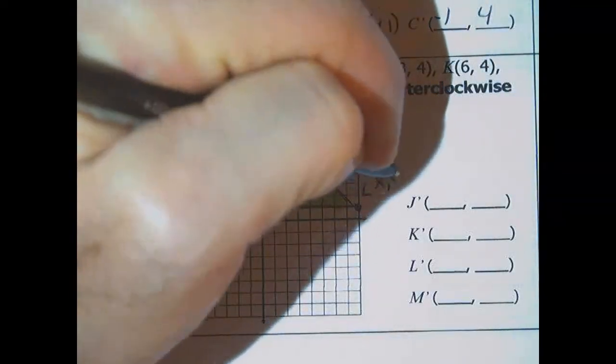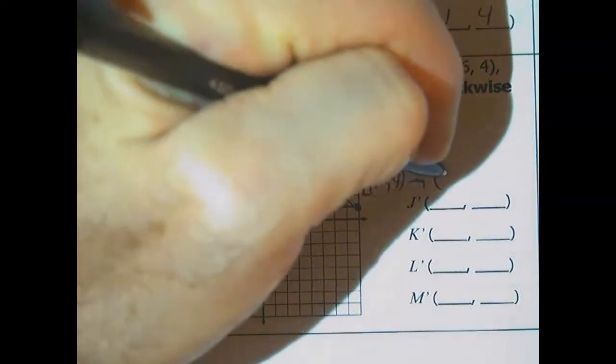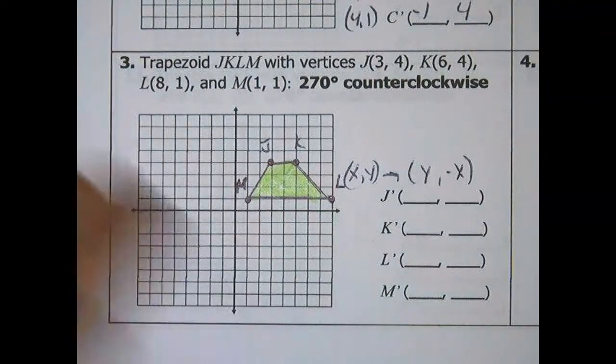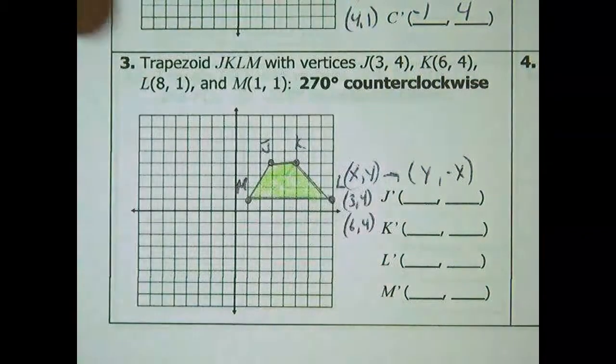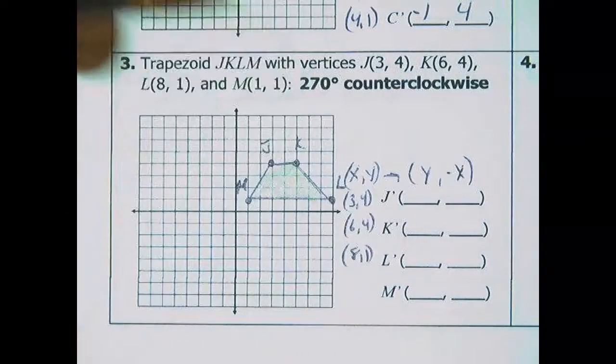So X, Y goes to, this time it's Y, negative X. And even though it starts to seem like they're all the same, we've never done this one before. So let's write the points down here. 3, 4, 6, 4, 8, 1, 1, 1. And let's apply the rule.